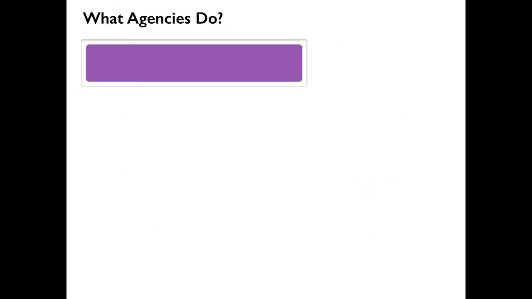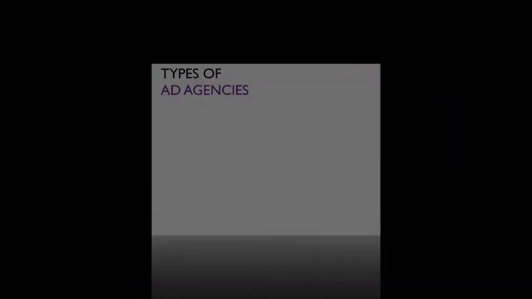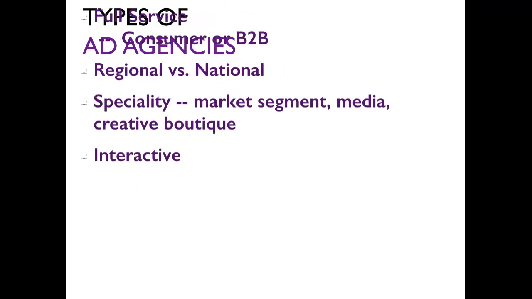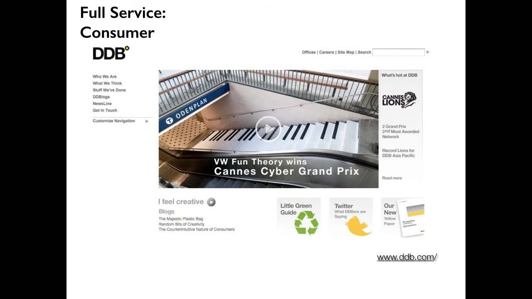And so what do agencies do? They develop marketing, they do ad plans, they develop ads, they do promotions, and they purchase space and time. The types of agencies, again, there's full service, there's regional, there's national. Very similar to the types of ads that are created, there's agencies that exist to help them. There's interactive ad agencies. Remember that. So you have somebody like DDB, they've been around forever. They fully service everything from communications to the placement of ads to development of ads, a full service.